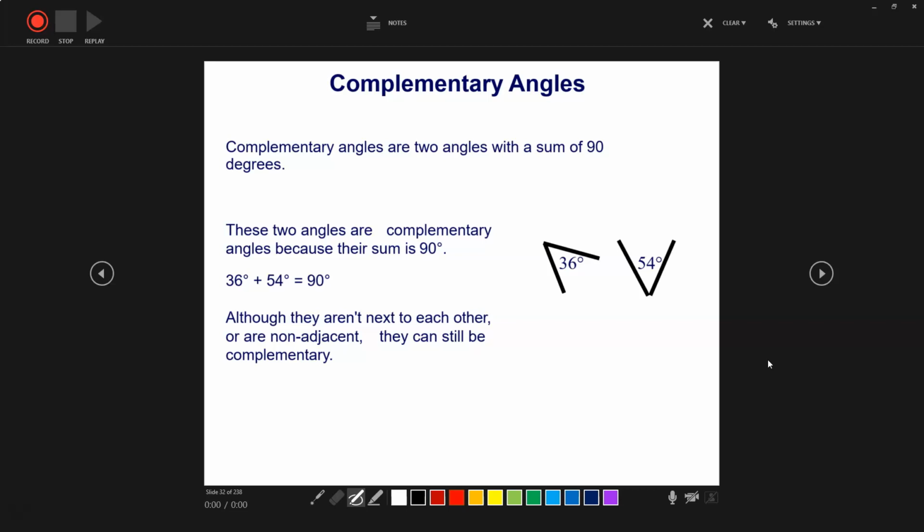They don't have to be adjacent. You can have two angles that are separate, but as long as they add up to 90 degrees, then they are complementary.